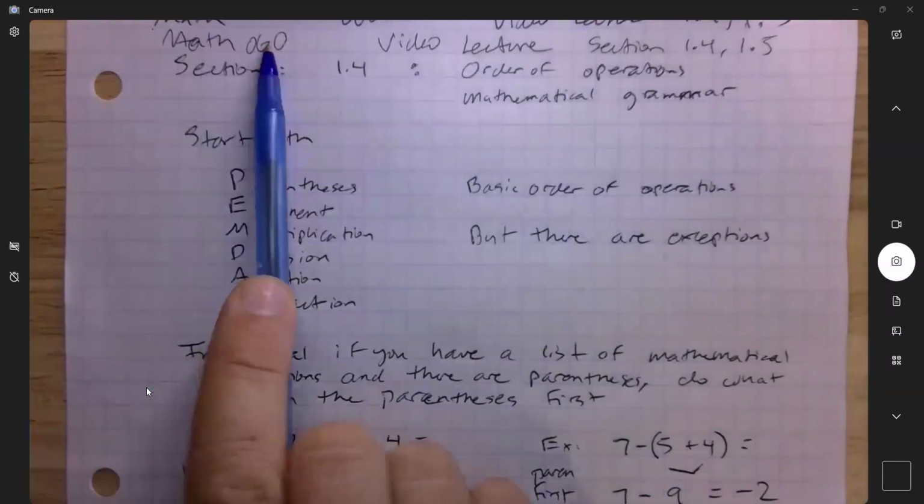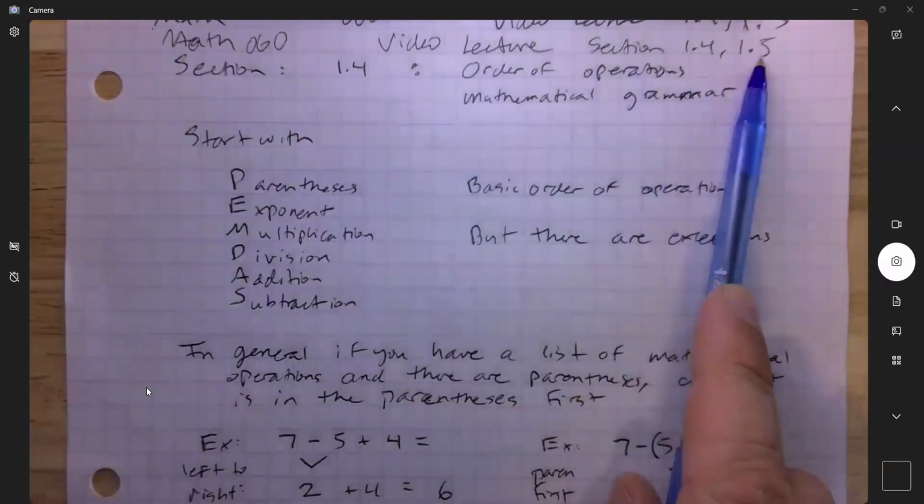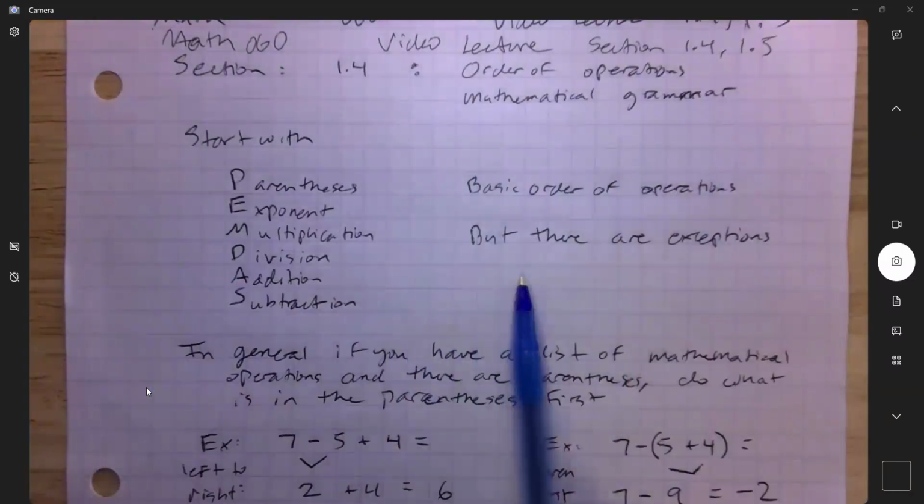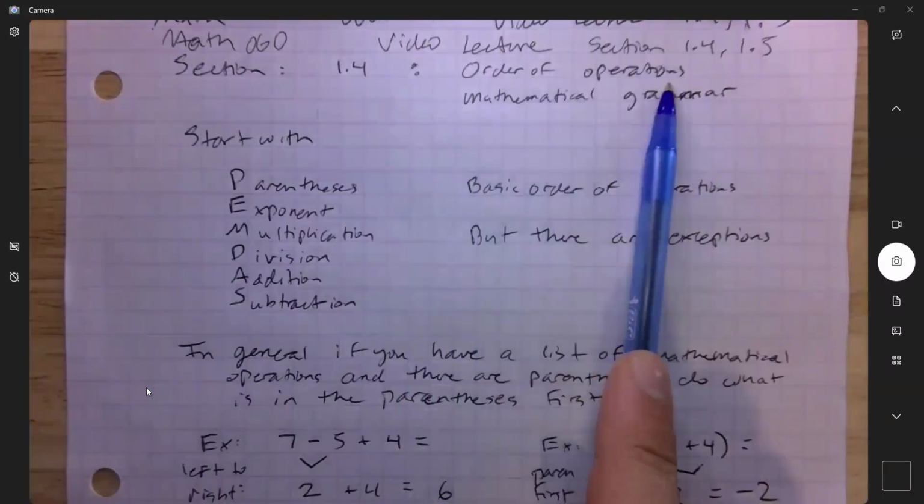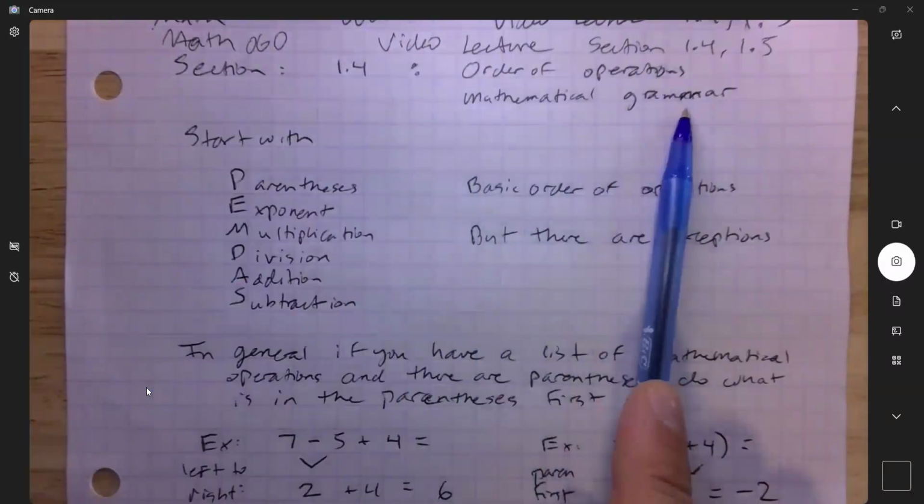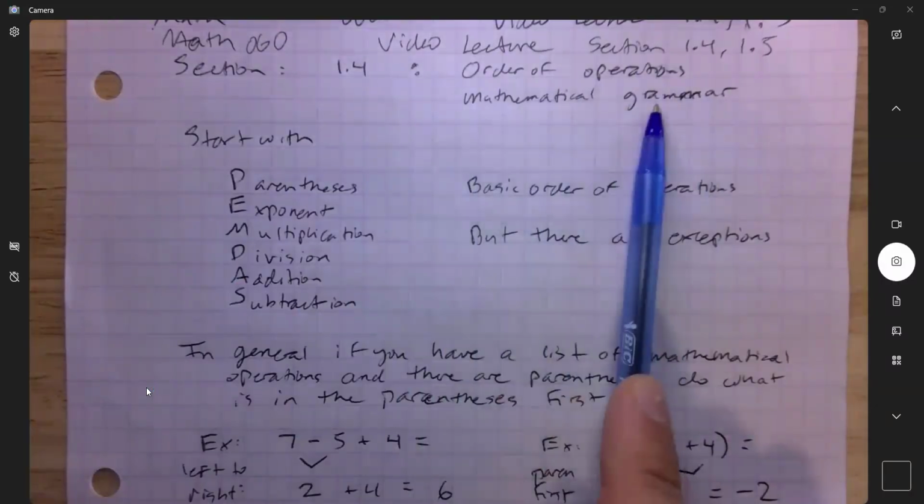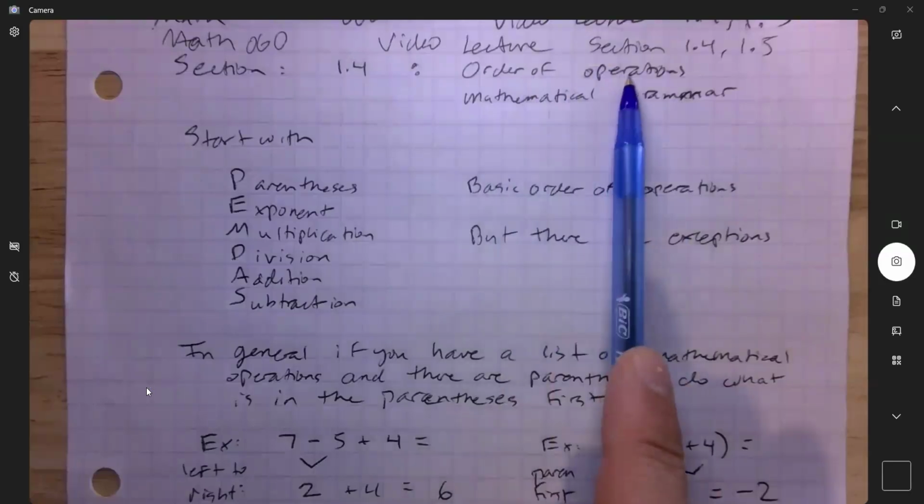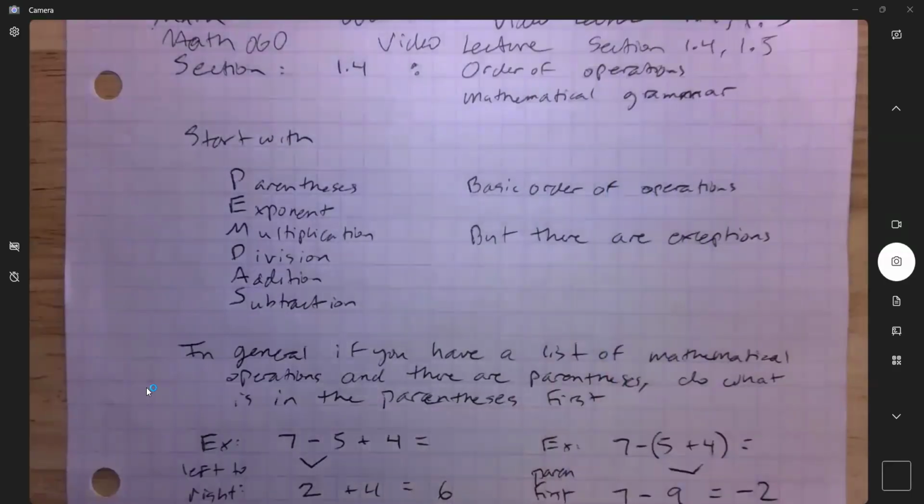This is the Math 60 video lecture for sections 1.4 and 1.5. Section 1.4 is all about the order of operations, which is our mathematical grammar. Just like we use grammar and punctuation and other rules to organize language, we use order of operations to organize our mathematics.